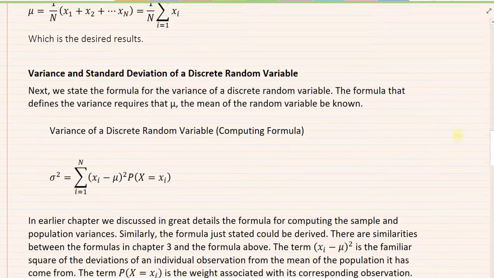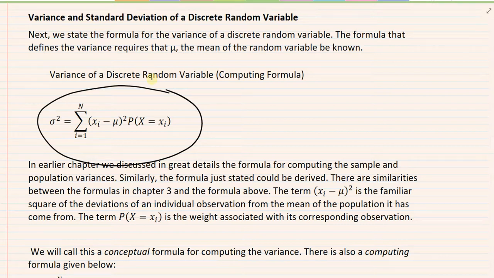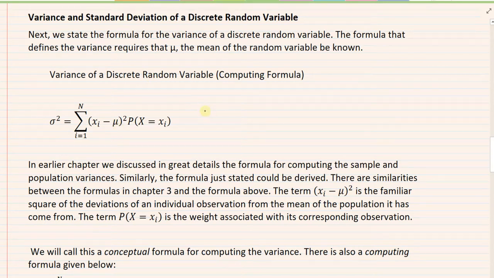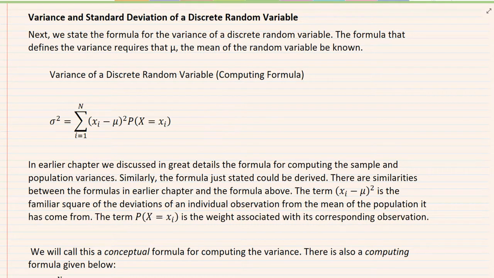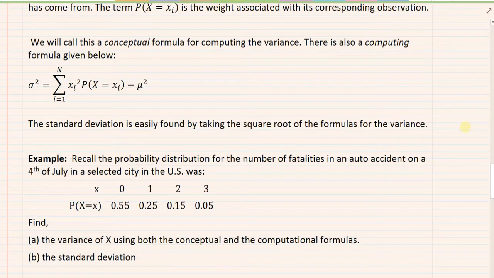Now, the formula for the variance is given also. Here you have the formula for variance, and I'll do an example of that in a moment. For the variance, you do x minus mu squared times the probability of x, and you add them up. Again, in an earlier chapter, I guess it was chapter 4, but let me fix that. Okay, I fixed that one. So there are similarities between the formulas that we saw in the earlier chapter and the formula above.